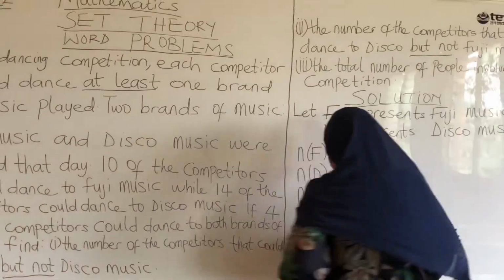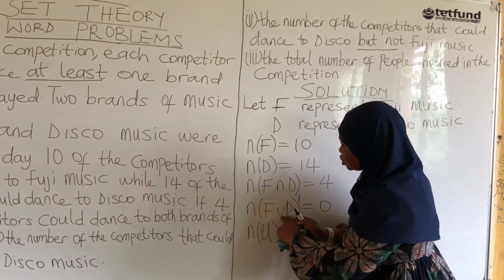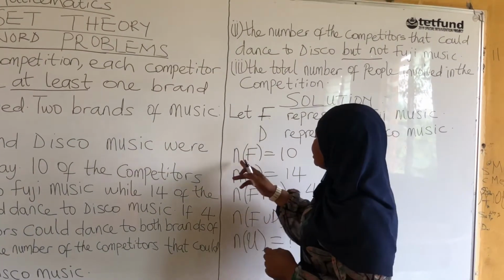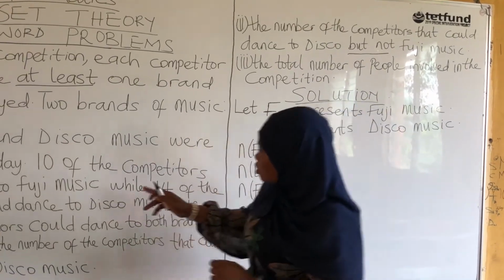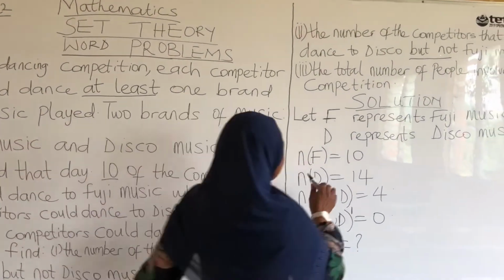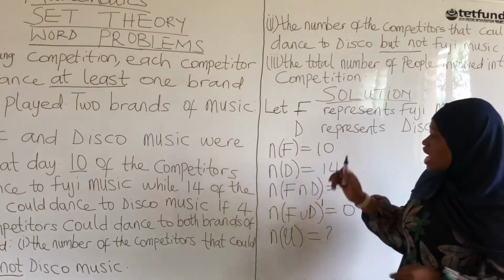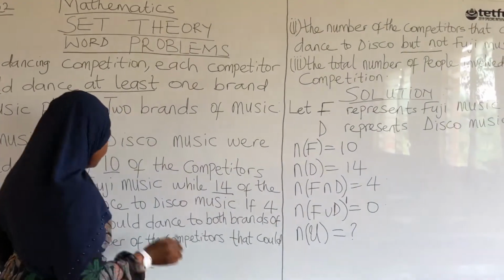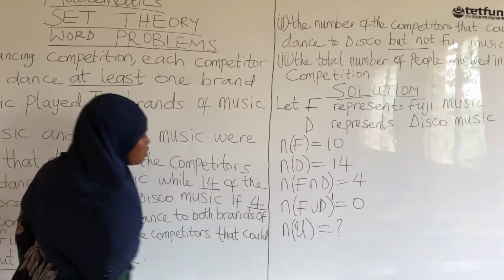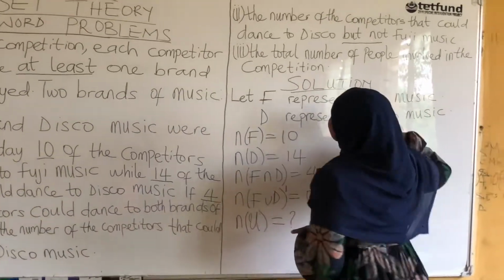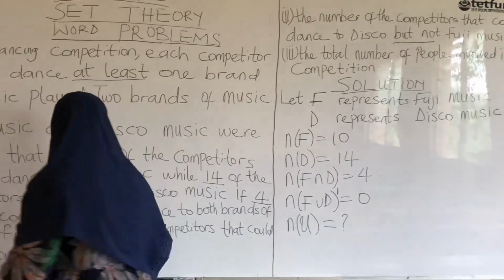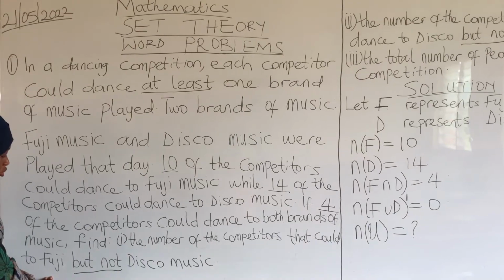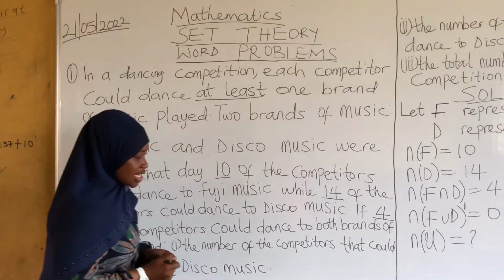So it means that the cardinality of (F union D) complement will be equal to 0. And the cardinality, that is the number of those that dance to Fuji, we were given 10. 10 competitors could dance to Fuji, and 14 competitors could dance to disco music, and 4 could dance to both music. And they asked us to find those that did not dance to disco music but only danced to Fuji music. So let's answer it now.